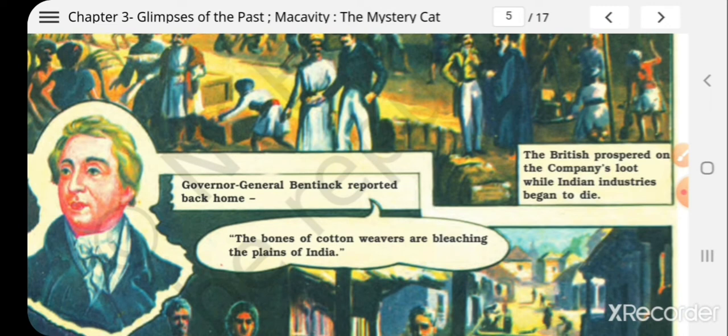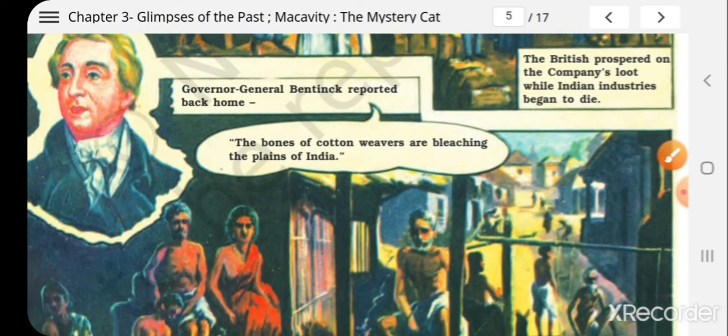And the British prospered on the company's loot while Indian industries began to dry. वो यहाँ से बस लूट रहे थे, heavy taxes लगा रहे थे. They were applying heavy taxes on Indian farmers, traders, means they were looting the country.